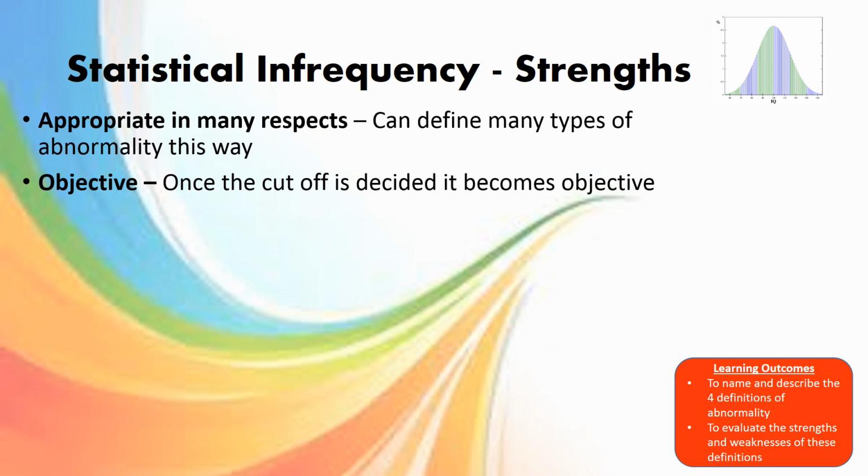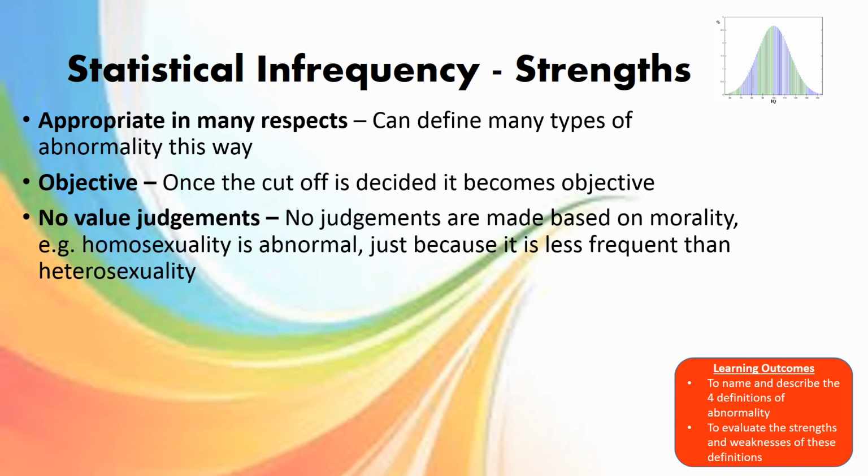Unlike all the others, it is objective. Once you have a cut-off, it is very objective that, okay, if you fall below this line, then you're defined as abnormal or you're normal. So it's very objective. And in addition to that, we don't have any value judgments. A lot of the others can feel quite judged based on morality in terms of our own personal beliefs, whereas this one, it's numbers. It doesn't hold any morality judgments.